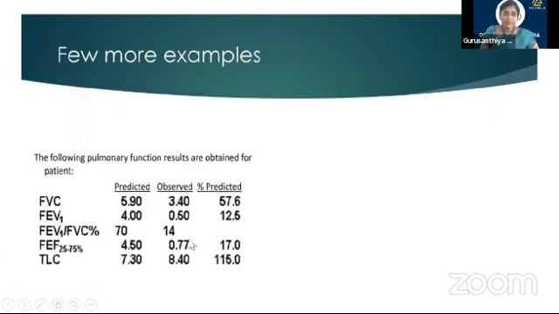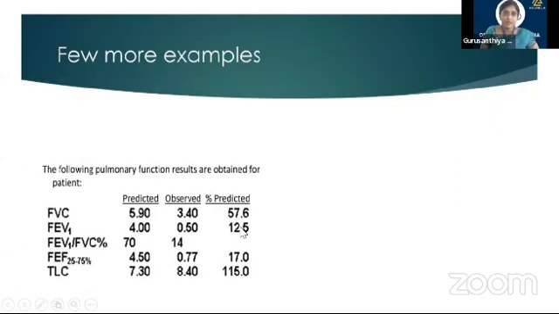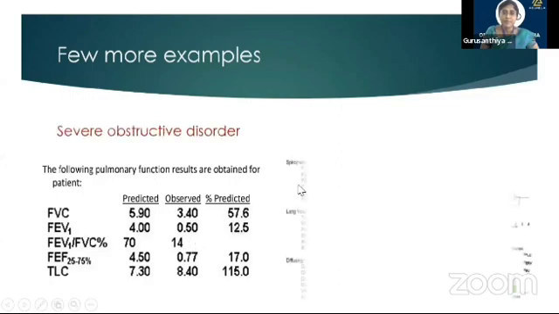So a few more examples. See the FEV1 by FVC ratio. FEV1 is 12. So from this itself, we can tell it's a very severe obstructive disorder. FEV1 is less than 20% predicted. So it's a very severe obstructive disorder.